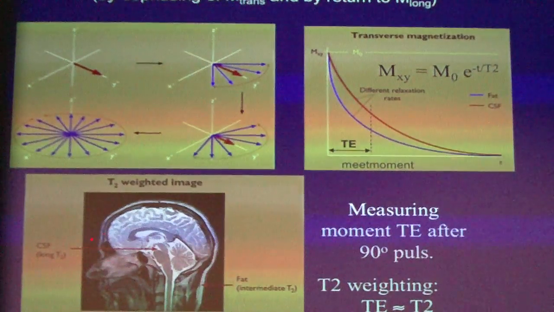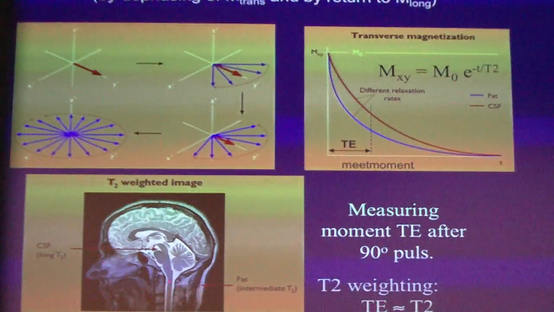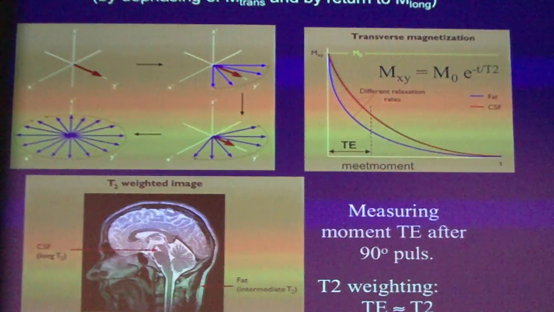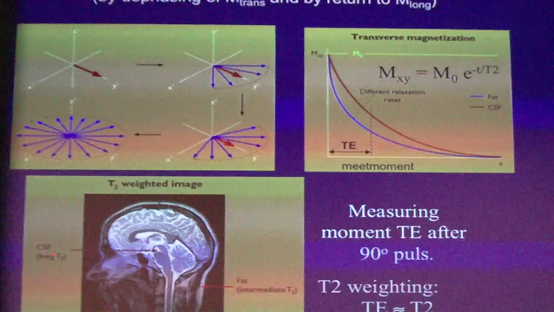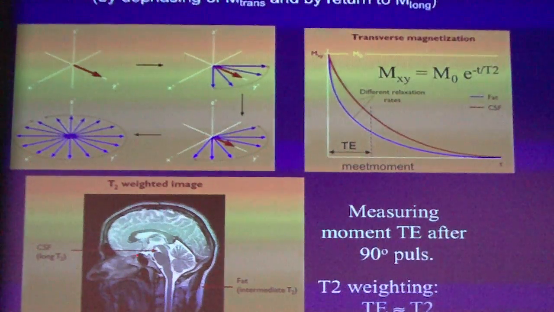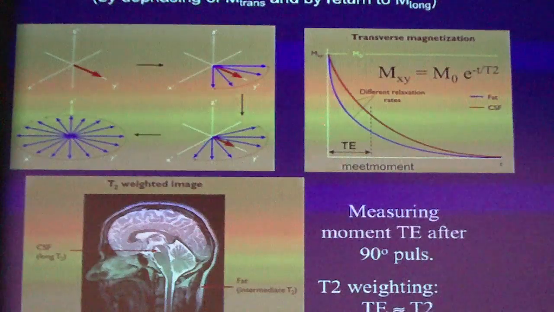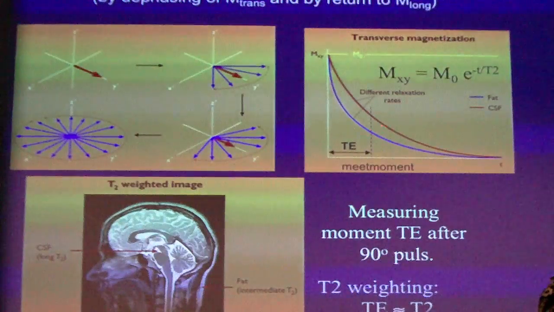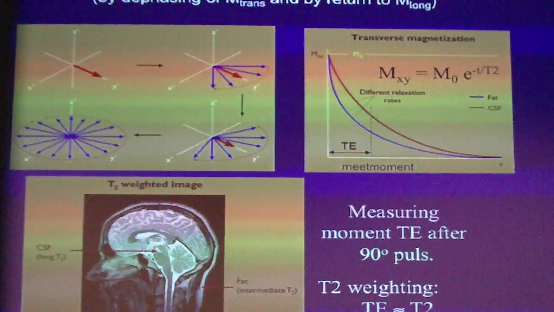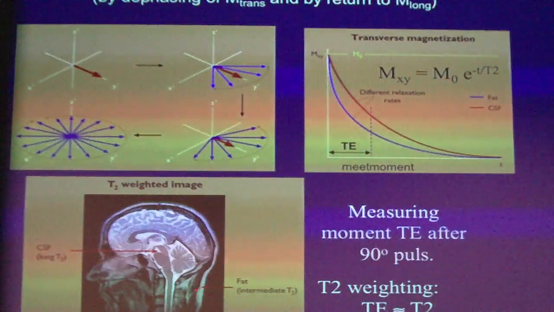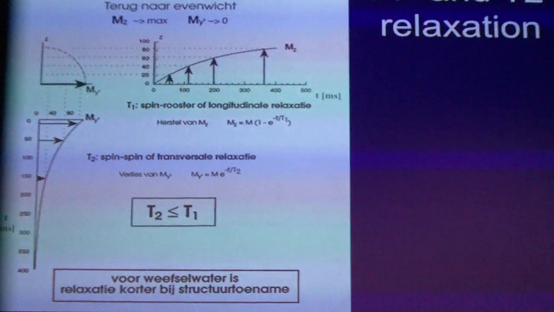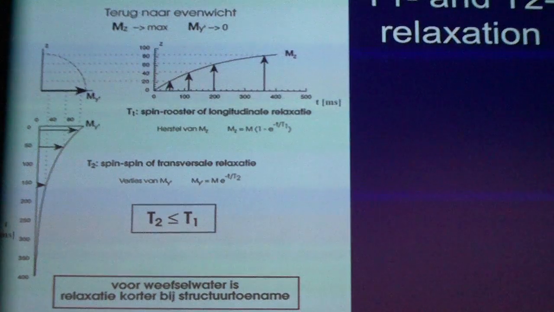So in this case, you see here a T2 weighted image. Here the cerebrospinal fluid has a high intensity because the magnetization is still there. In the fat, it has already decreased. So here you have fat under the skull, and here it's decreased already. Okay, so that was the T2 relaxation. We have to choose the moment of the measurement.